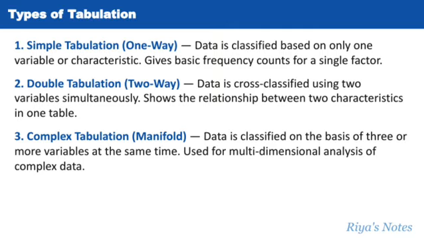1. Simple tabulation, one way. Data is classified based on only one variable or characteristic. Gives basic frequency counts for a single factor. 2. Double tabulation, two way. Data is cross-classified using two variables simultaneously. Shows the relationship between two characteristics in one table. 3. Complex tabulation, manifold. Data is classified on the basis of three or more variables at the same time. Used for multidimensional analysis of complex data.